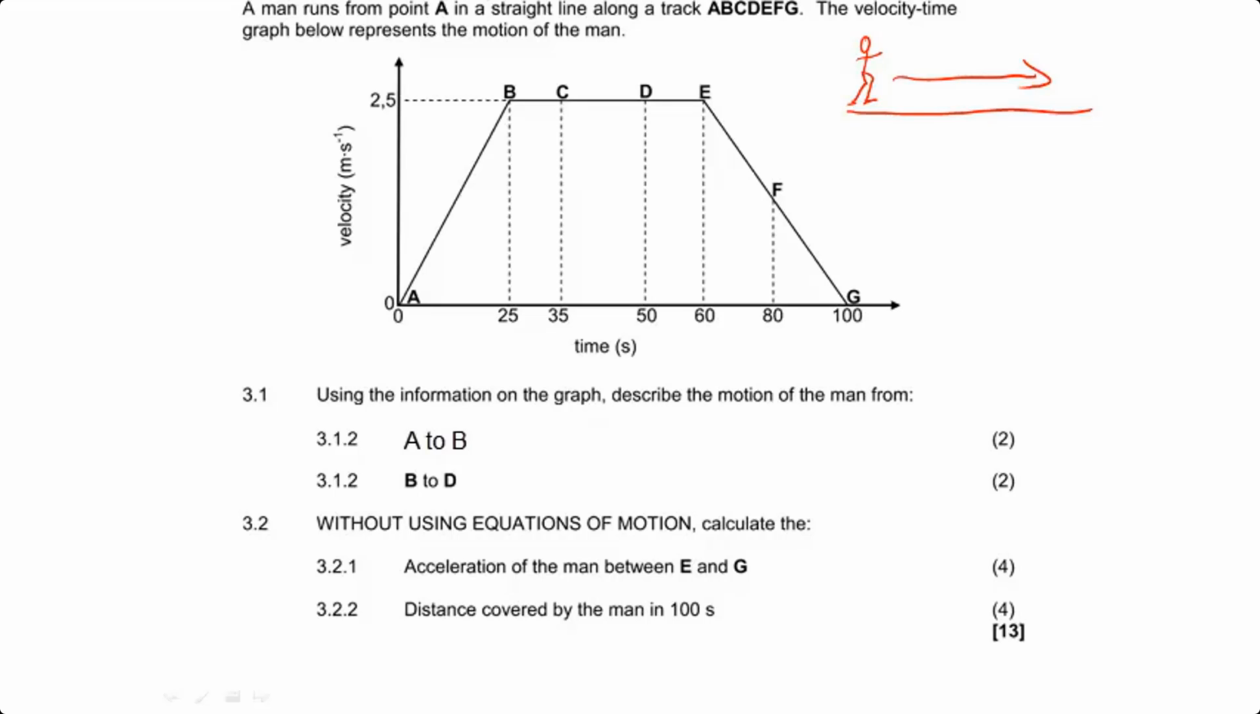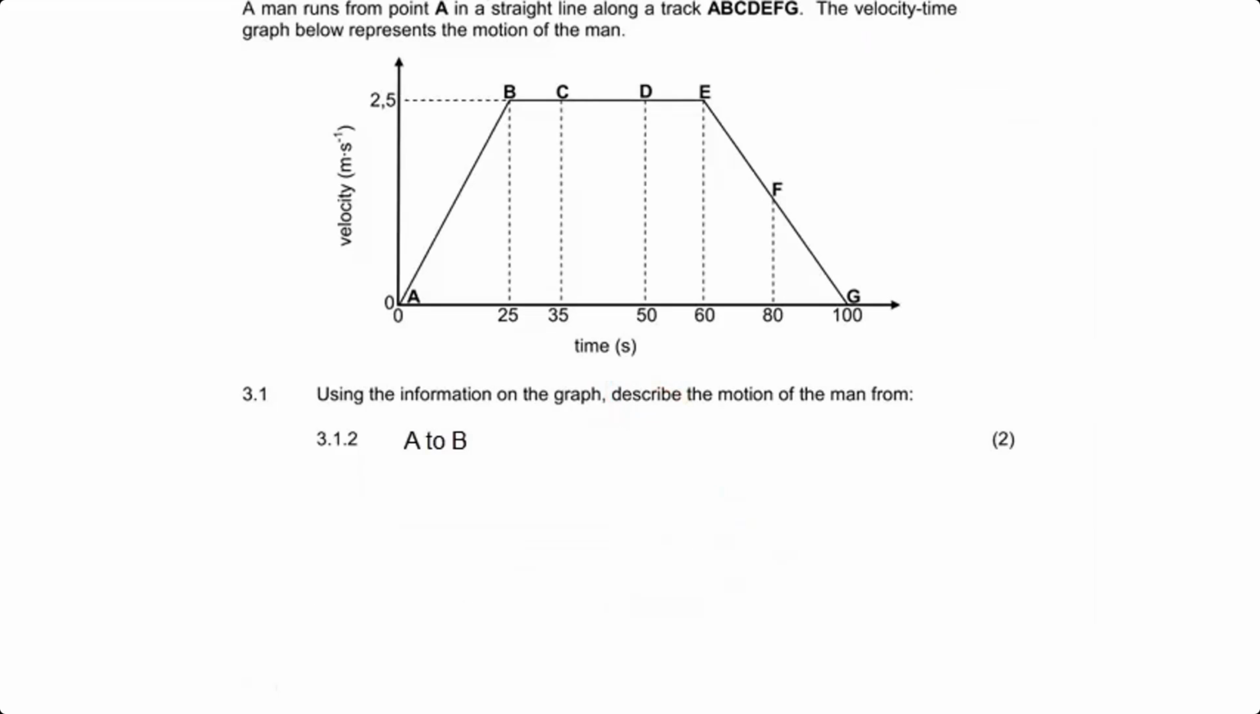So the questions below, first of all, ask us to describe the motion, and then later we have to do some calculations. So let's start with the description. We need to describe the motion from A to B. So we can see his velocity starts at 0 meters per second when we start to observe him at time 0, and it increases steadily until at B the velocity is 2,5 meters per second. So this shows acceleration. It is uniform acceleration.